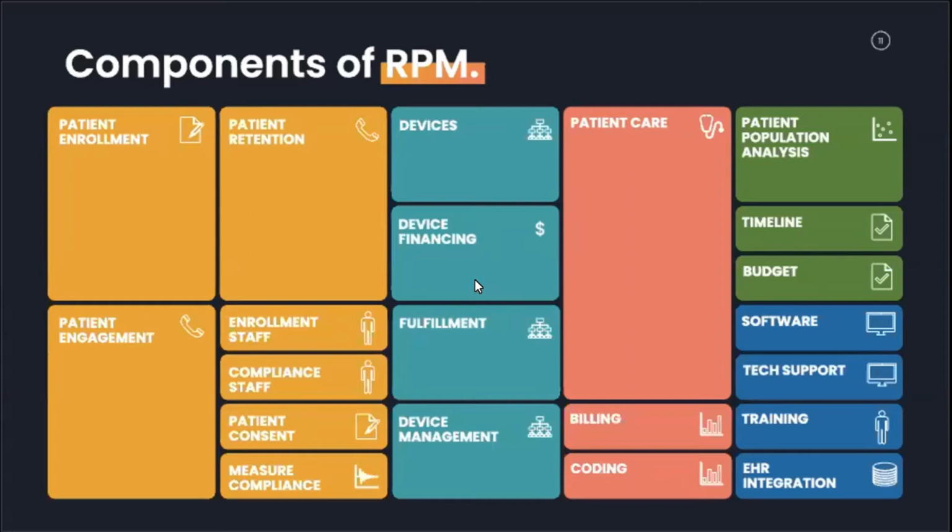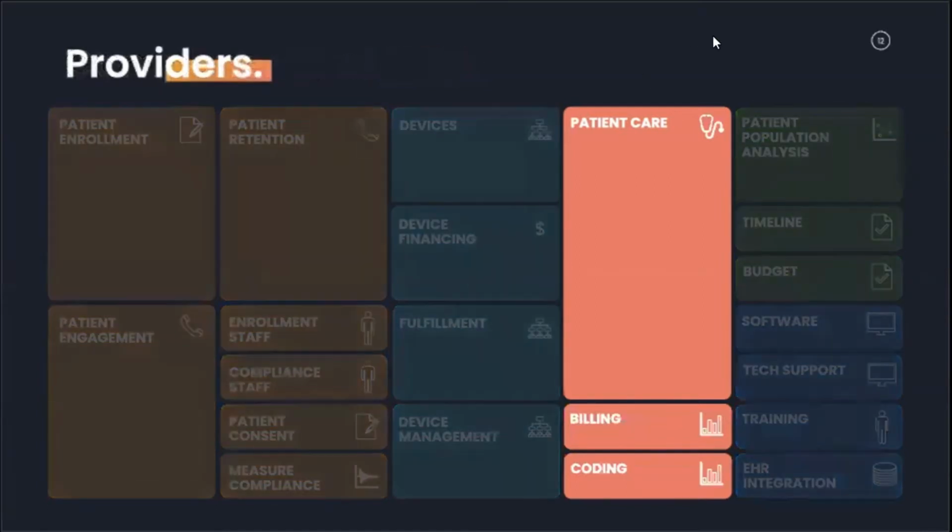Successful RPM programs have a significant number of components that need to be handled, and that is what this slide illustrates. So these are all of the primary large bucket tasks that need to be handled in order to successfully run an RPM program. Next slide, please. So providers, right now, if you're a provider, you're obviously doing patient care, you're doing your billing, you're doing your coding, and adding RPM into that workflow is not a problem. It's all the other stuff outside of that that is very different from what you're doing today. Next slide.